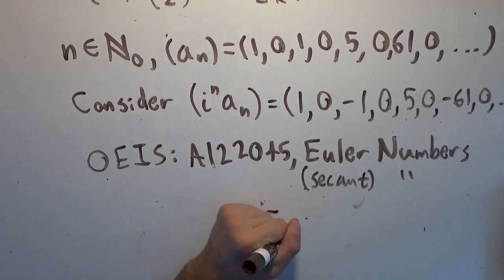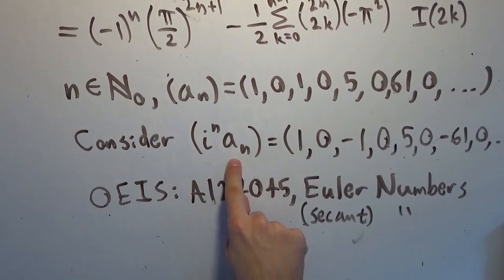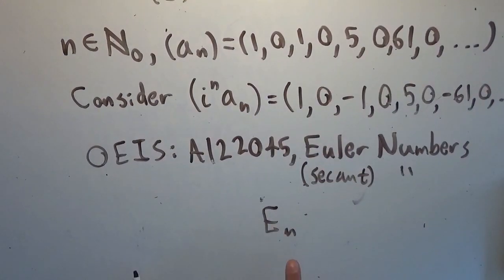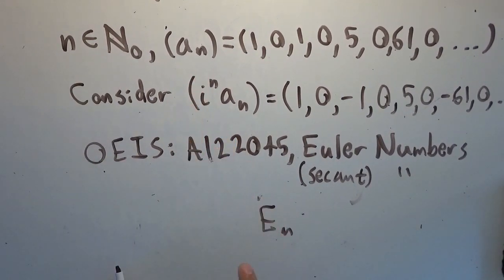They're denoted capital E sub n. So from now on, I'm simply going to replace it with E sub n, because look what I found out: powers of I times our sequence of numbers gives these numbers that are called the Euler numbers, and we'll see what they actually are related to. And we actually care more about our sequence than we do the Euler numbers, so what we're going to do is solve for it in terms of this.